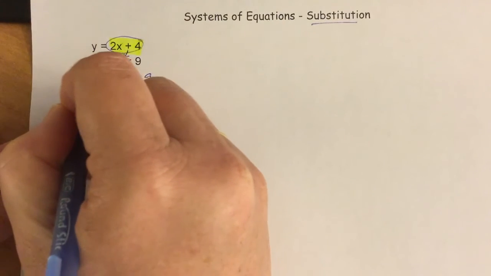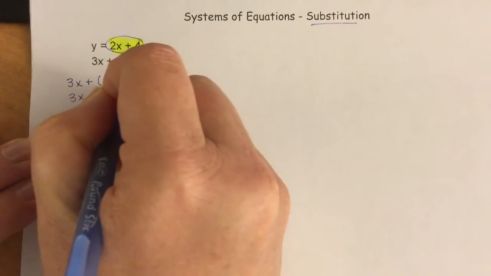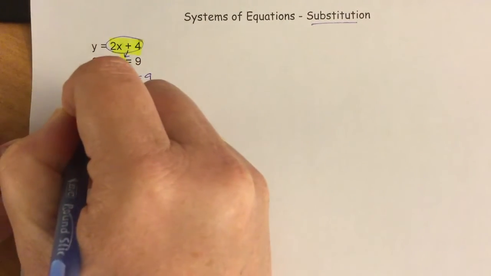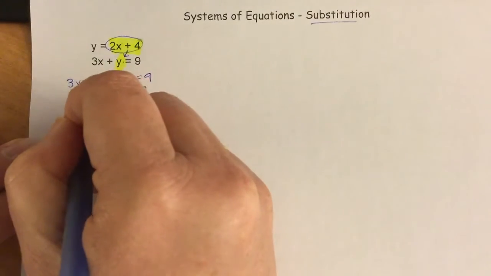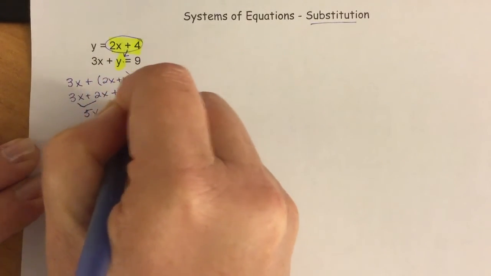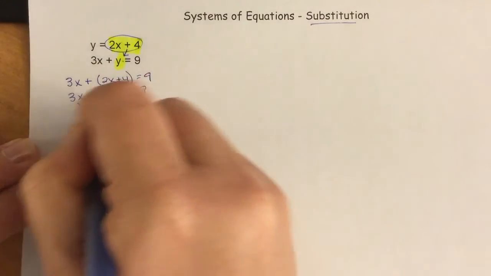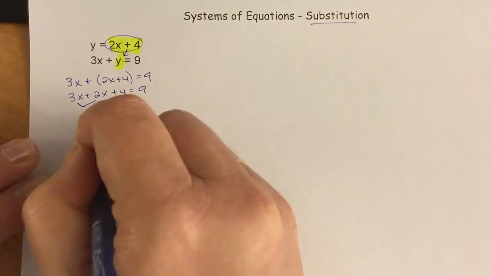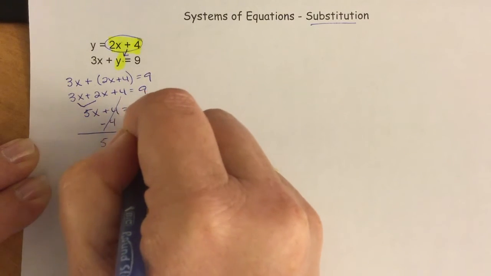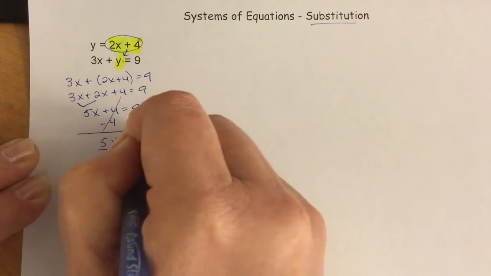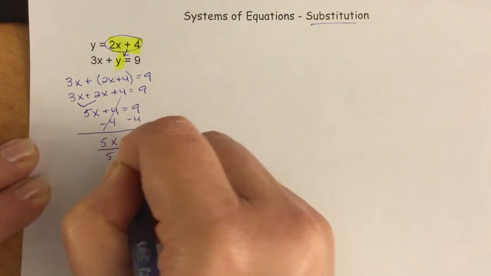Now I'm just going to simplify. So 3x plus 2x plus 4 equals 9. Combine my like terms, so that's 5x plus 4 equals 9. We need to minus 4 from each side. That goes away. We've got 5x equals 5. Divide by 5, x equals 1.